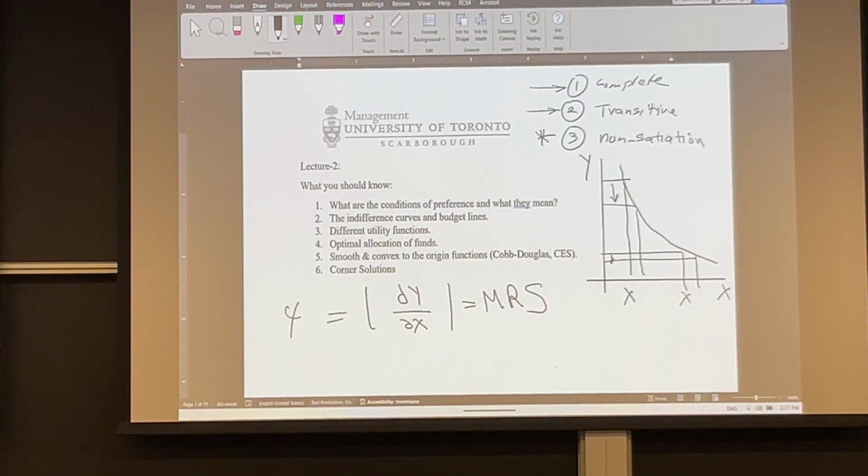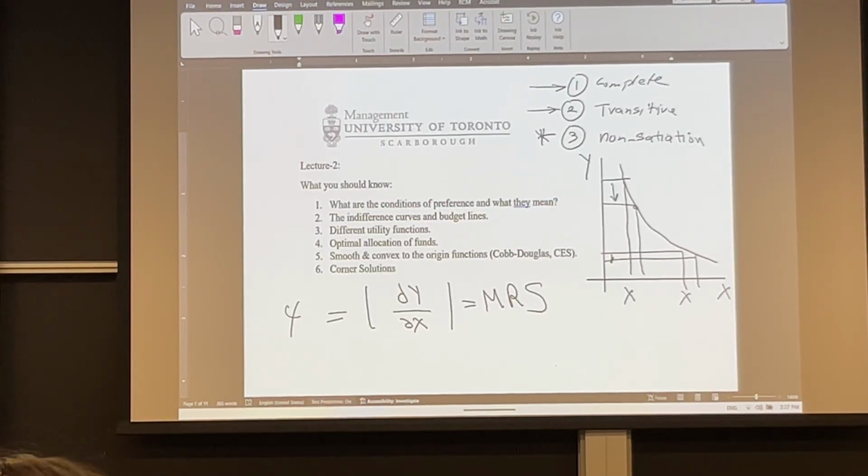So the MRS was 4. At some point here it was 4. What does it mean? It means you like x 4 times more than y. If someone gives you 1x, you're willing to give up 4y for it. Because you really like that, right? If MRS becomes, say, 0.1, you don't like it much. You only give up 0.1 for it.